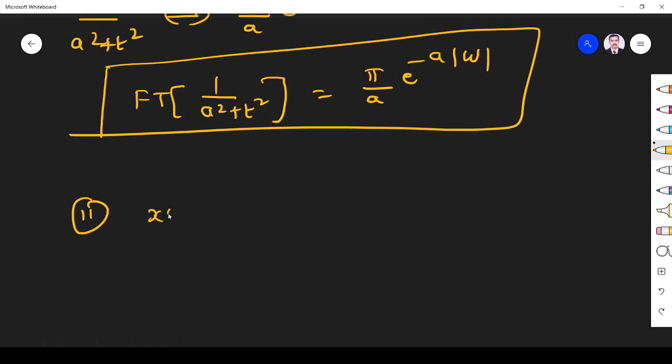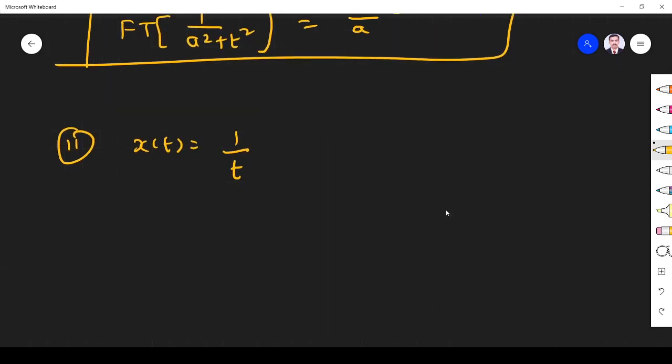What is the second problem? x of t is equal to 1 by t. Here also, if you substitute in the general formula of the Fourier transform, it is very difficult to solve. But we have to find some Fourier transform pair that matches with this. That we must remember. Otherwise, it is very difficult to solve the problem.